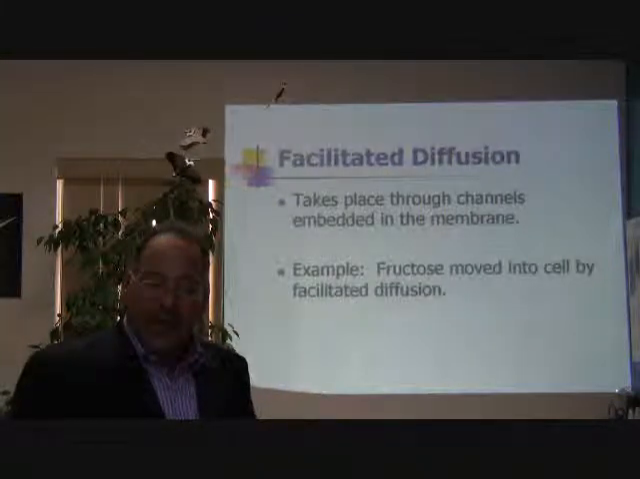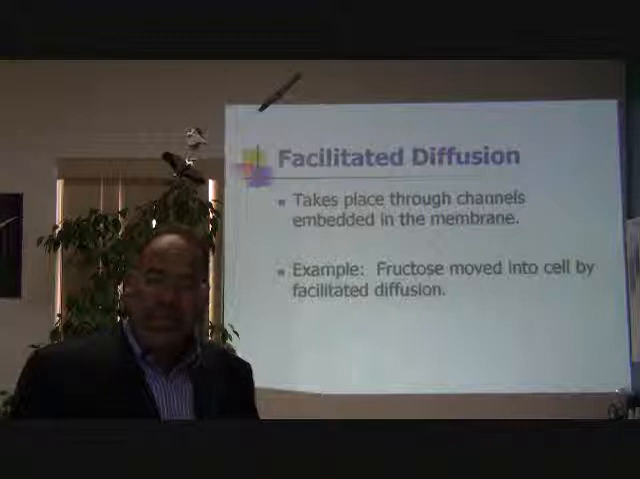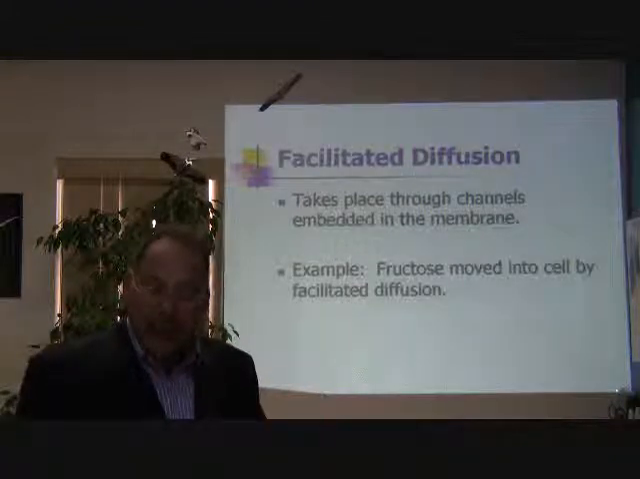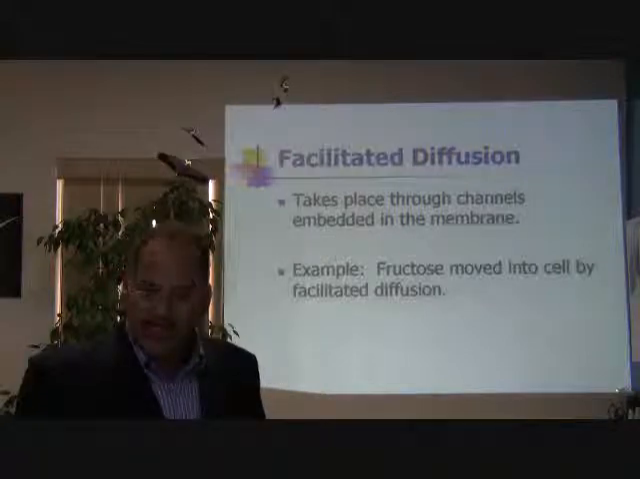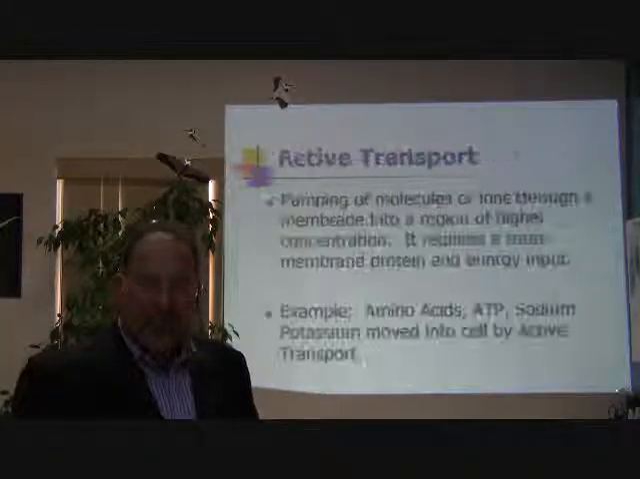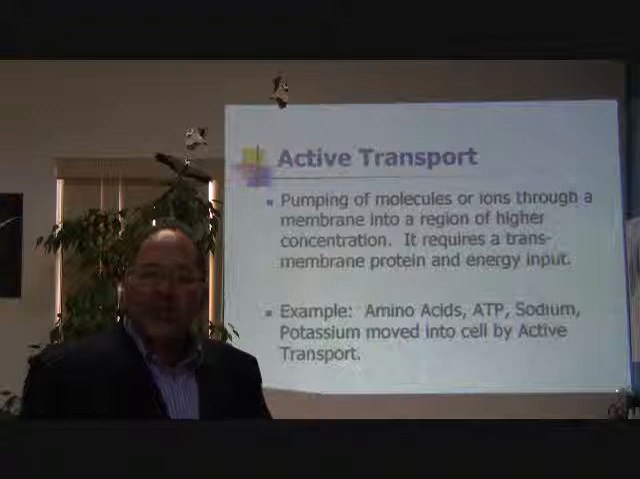Facilitated diffusion is different. It takes place through channels embedded in the cell membrane. For an example, fructose is moved into cells by facilitated diffusion. Then you have active transport.